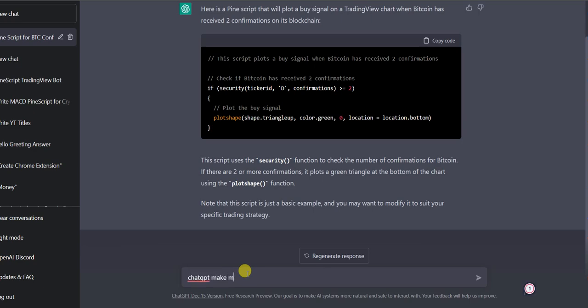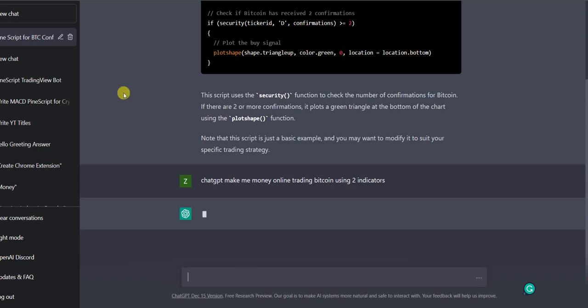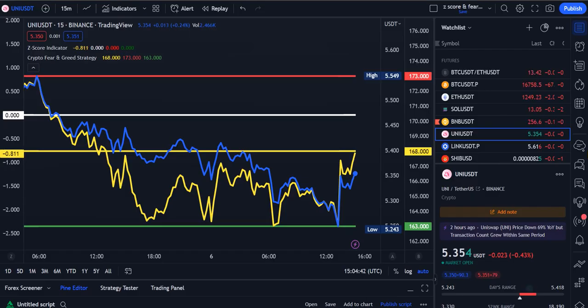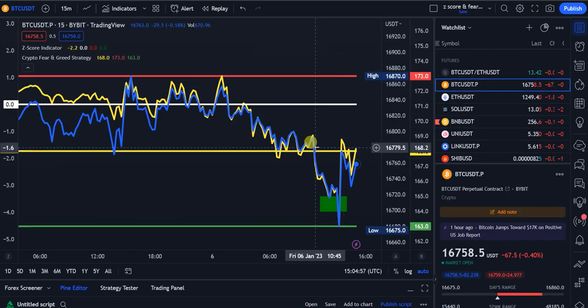ChatGPT, make me money online trading Bitcoin using two indicators. That's what we're doing. It's gonna give us a nice answer, and you can watch my other videos, but basically we got two indicators in here that you can install in your TradingView account if you don't have one. 30 days trial in the description below. But basically, let's go over to Bitcoin, that just got us a green signal.